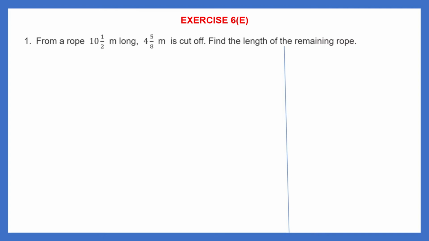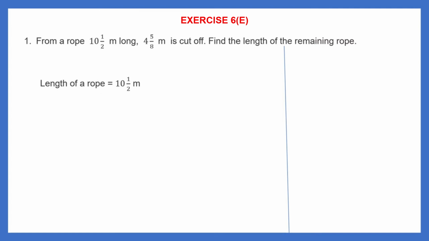So I'm reading out question 1. From a rope 10 1 by 2 meters long, 4 5 by 8 meter is cut off. Find the length of the remaining rope. So there is a rope which is 10 1 by 2 meters long. So for a word problem, we need to write statements. So let's start with the first statement. Length of a rope is 10 1 by 2 meters.